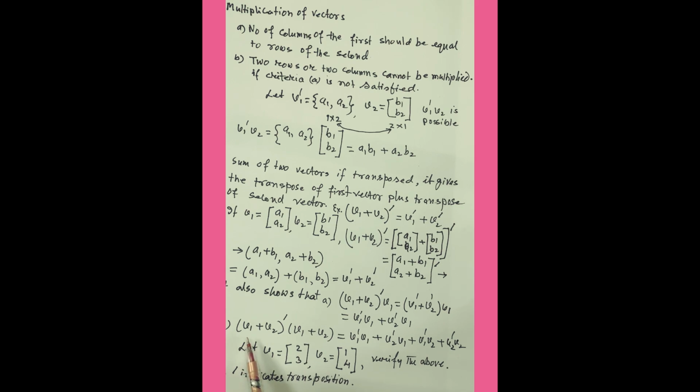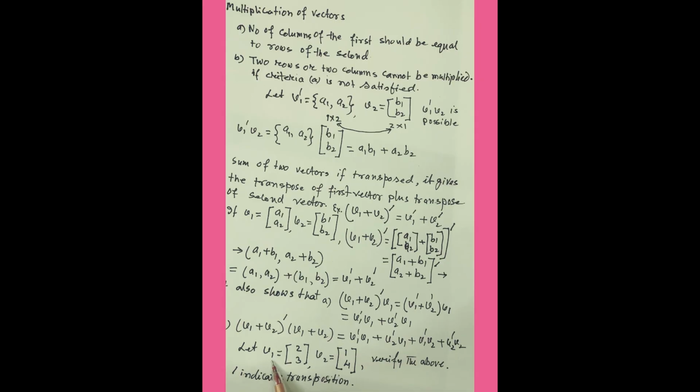Now, P1 plus P2 transpose into P1 plus P2 is equal to P1 transpose P1 plus P2 transpose P1 plus P1 transpose P2 plus P2 transpose P2. Now we can examine. See, if P1 is equal to 2 and 3, P2 is equal to 1 and 4, we can verify this. So verify the above. This can be considered as homework for practice.